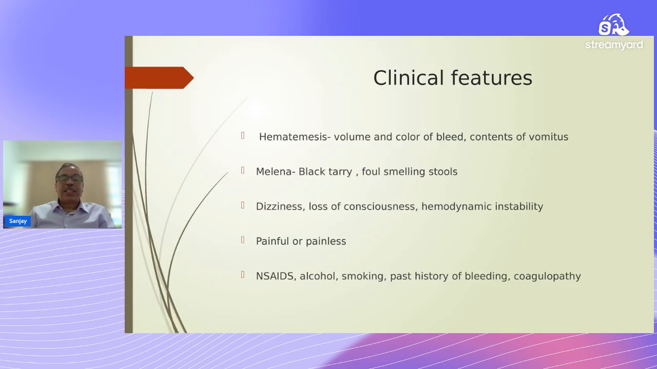If the patient says yes, they felt lightheaded or dizzy, or they lost consciousness prior to or during the episode of upper GI hemorrhage. You would also like to ask whether it's a painless or a painful bleeding, whether there is any abdominal pain associated with it, and you would also like to know whether there is any history of NSAID ingestion, alcohol, smoking history, any past history of a similar episode of upper GI bleed, any history of coagulopathy, because the upper GI bleed may be a part of a generalized coagulation defect.